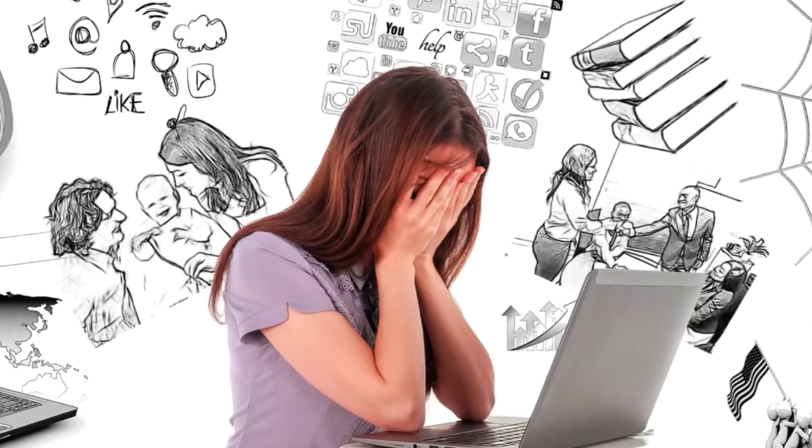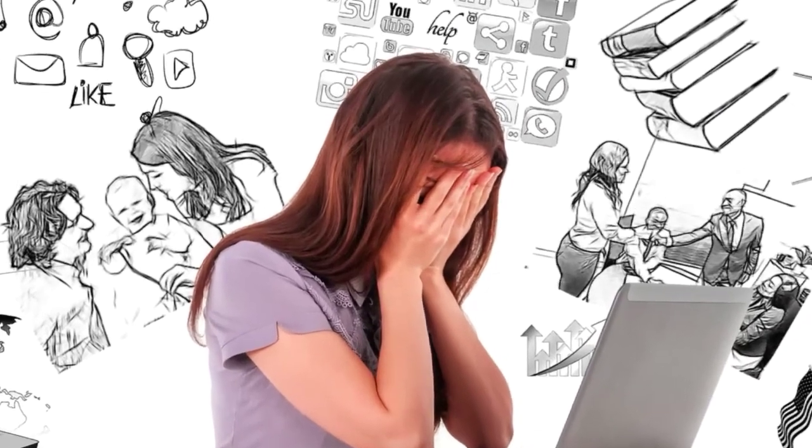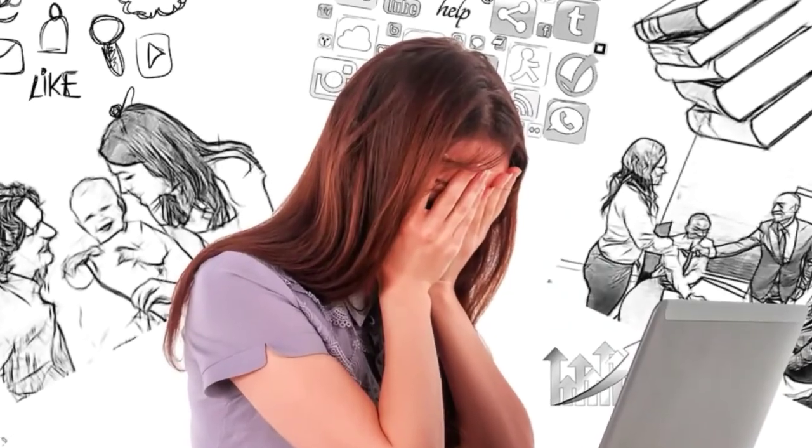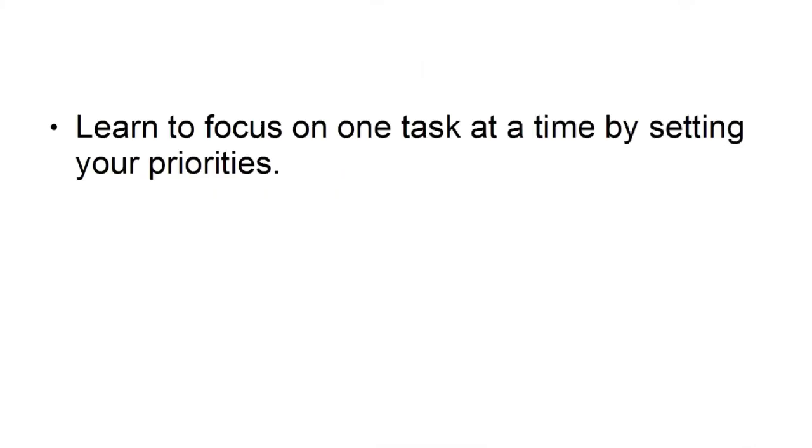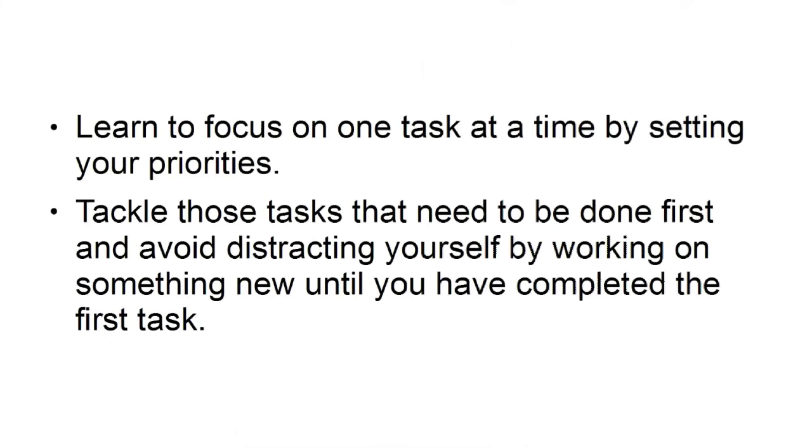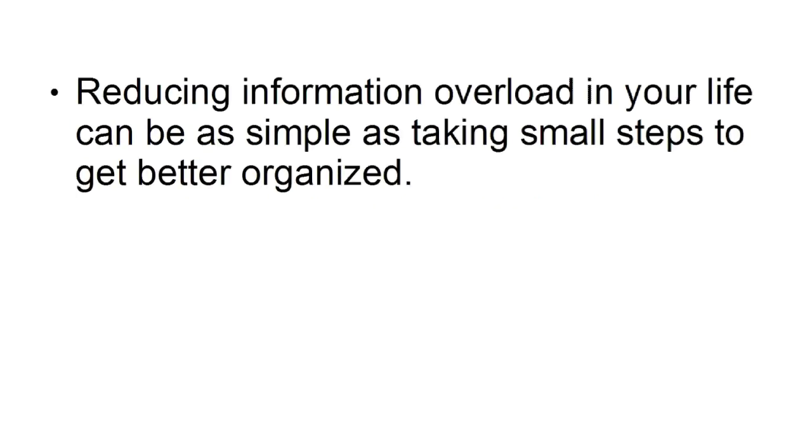Number 4. Stop multitasking. You are wasting more energy when you try to multitask. It can also reduce your clarity and focus. Learn to focus on one task at a time by setting your priorities. Tackle these tasks that need to be done first and avoid distracting yourself by working on something new until you have completed the first task. Reducing information overload in your life can be as simple as taking small steps to get better organized.